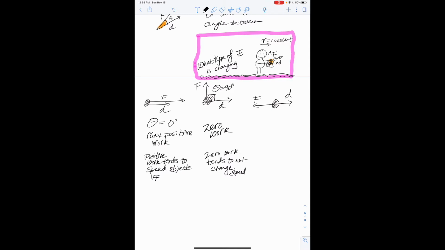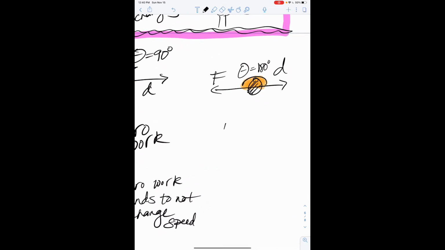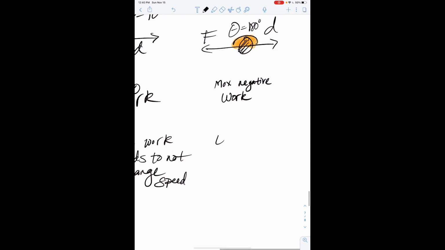And so our angle here is now going to be, let me see if I can draw it with orange. So this 90 degrees was orange. This time the angle is this right here, which is 180. And this is going to be negative work. Not only negative work, but max negative work. And this tends to slow objects down.